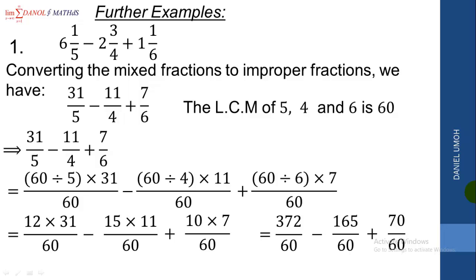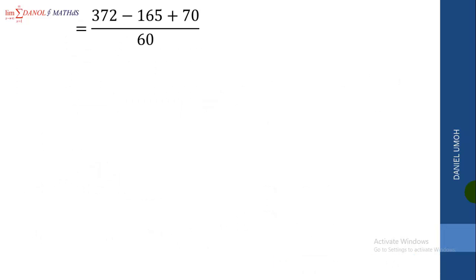So what we're going to now do is operate on the numerators because these are equivalent fractions. So it means that this will now be equal to 372 minus 165 plus 70 all over 60. And that gives us 277 over 60. Then that's the answer. But if you want to convert it to a mixed fraction, we're going to simply say 277 divided by 60. That gives us 4 whole number, remainder 37 over 60. I hope you understand what we just explained.